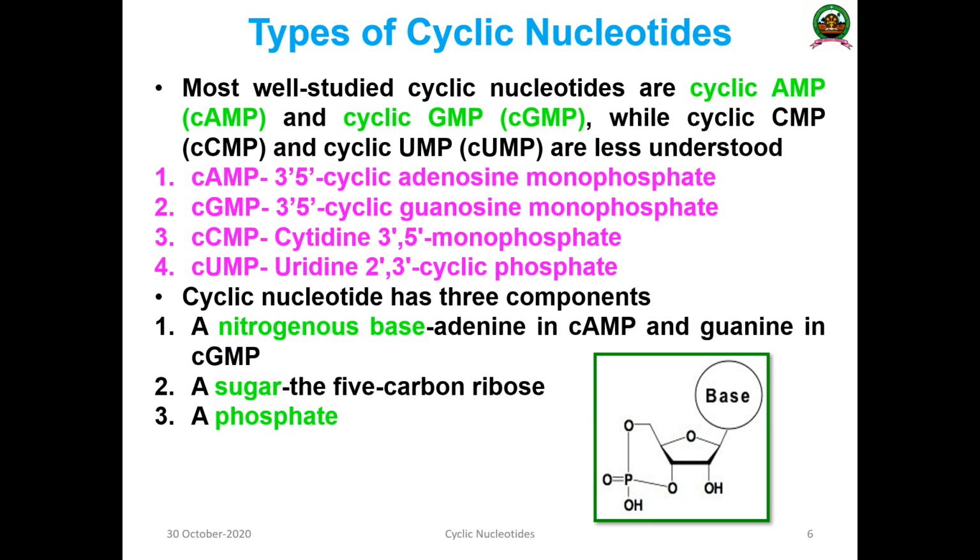Then these cyclic nucleotides, depending upon the nature of the nitrogenous base, are of different types. As I said, the most well studied cyclic nucleotides are cyclic AMP or cAMP and cyclic GMP, cGMP. But cyclic CMP and cyclic UMP are less studied, and many studies are in progress. So based on this, there are four types of cyclic nucleotides. One is cyclic AMP, that is fully known as 3', 5' cyclic adenosine monophosphate.